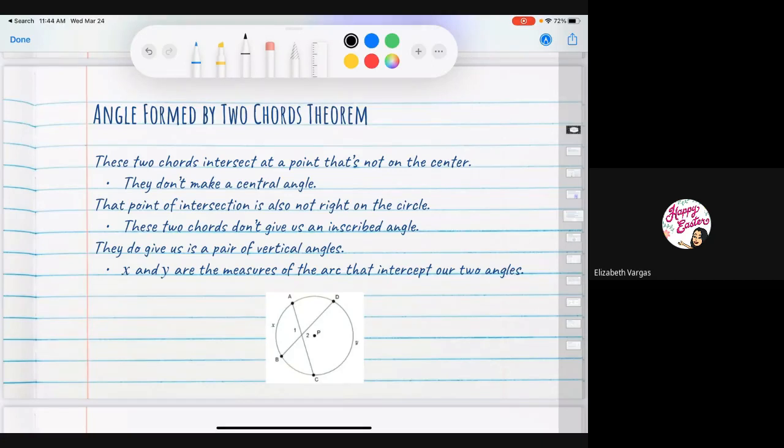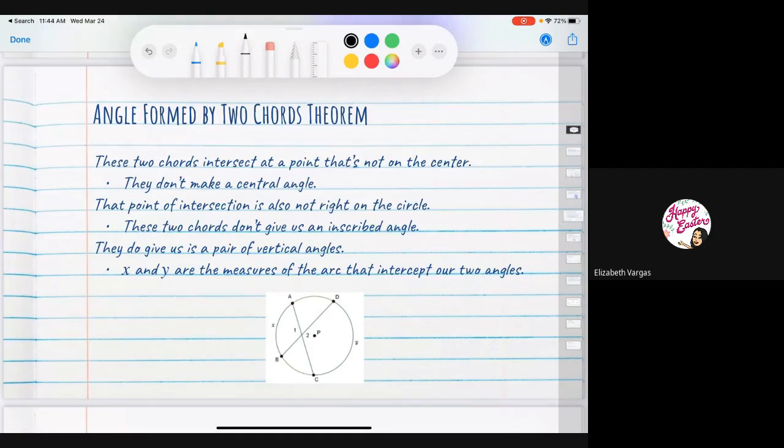They do give us a pair of vertical angles. X and Y are the measures of the arcs that intercept our two angles. So basically, whenever we have two chords intersecting inside of a circle, they don't necessarily give us a central angle, or they don't necessarily intersect directly in the center.